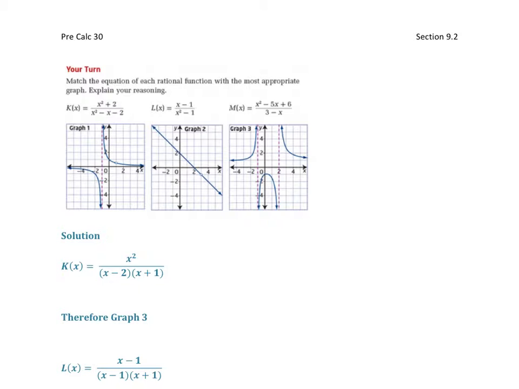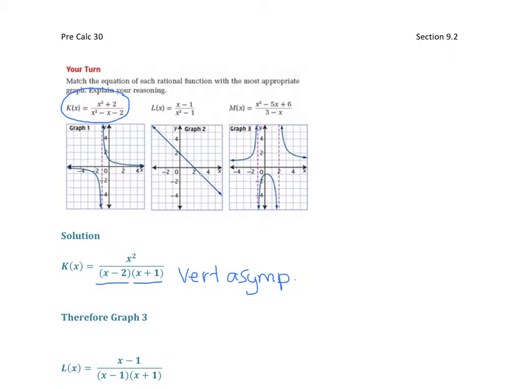So if we look at the very first rational expression that we're given, K(x) equals x squared plus 2 over x squared minus x minus 2. We always want to factor the top and bottom to figure out what we're dealing with. The x squared plus 2 on top can't be factored, it can't be simplified. But x squared minus x minus 2 can be factored to x minus 2 and x plus 1. If you remember the very first example we did, these are where our vertical asymptotes are found.